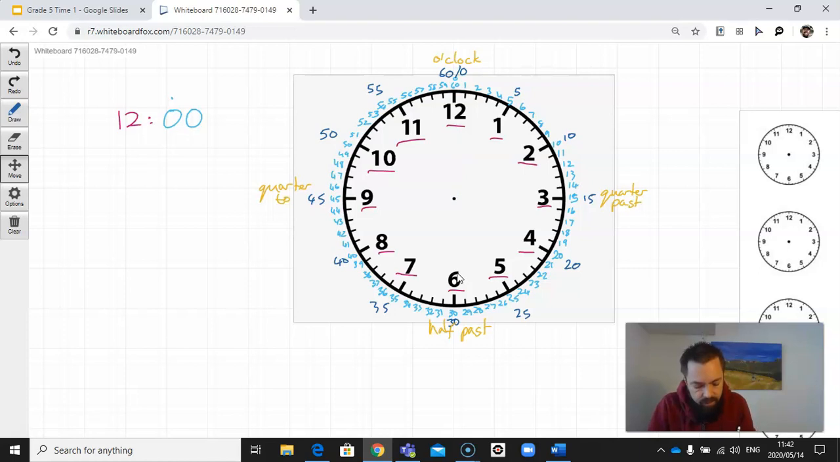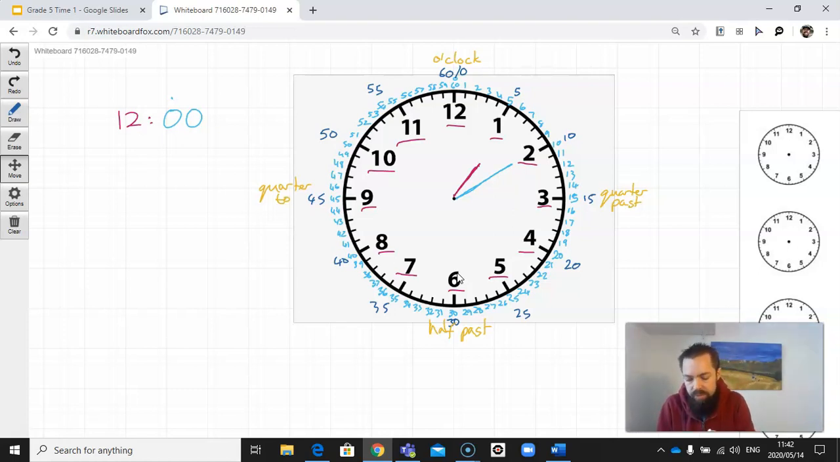Let's say that our minute hand was pointing to the 2, and our hour hand was pointing to just past the 1 like that.